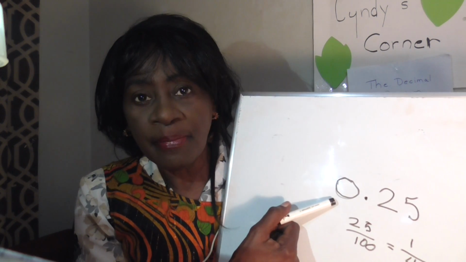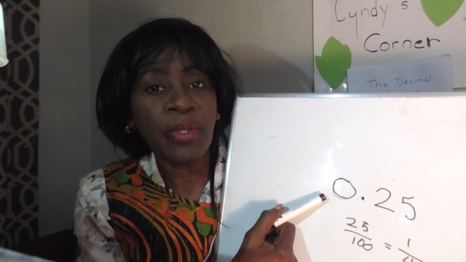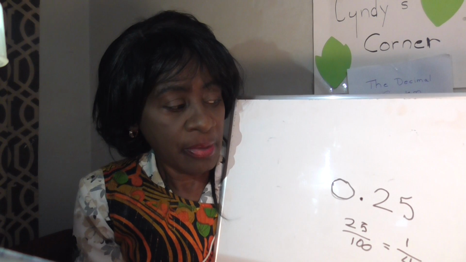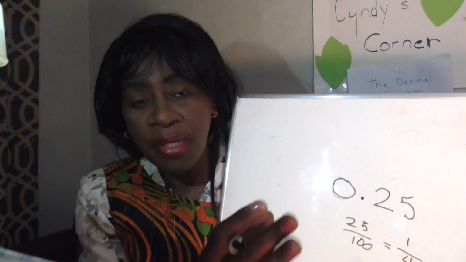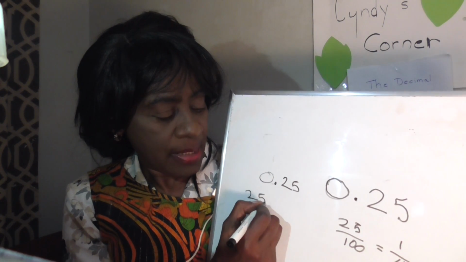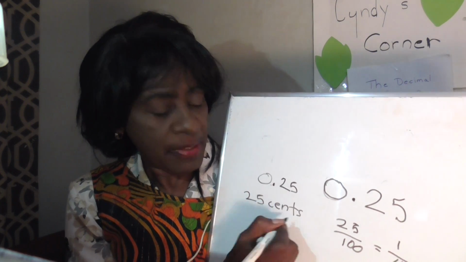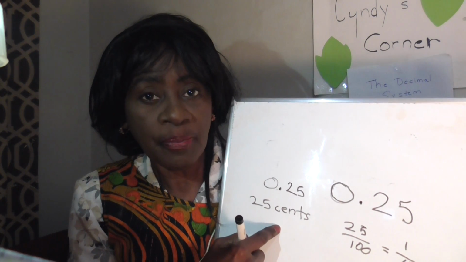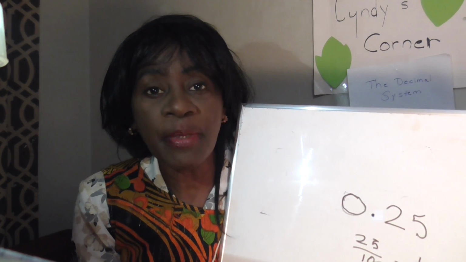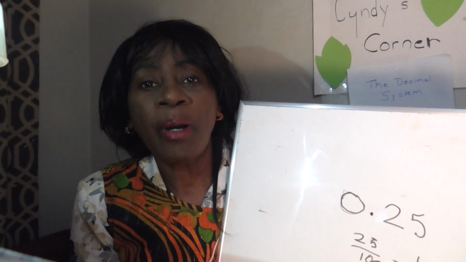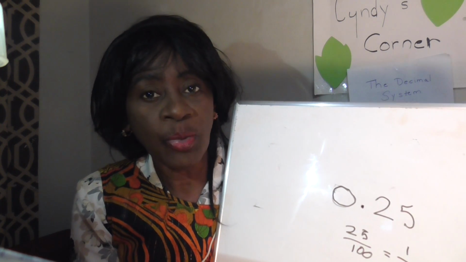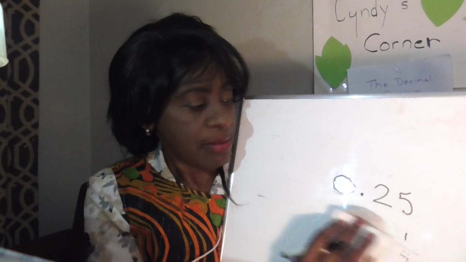Why is the 0 here then? The 0 is here to hold the value part of the whole number. There is no whole number in 1/4. Again, using the American dollar system, this would be 25 cents. There's no dollar value. When there is no value in the decimal system, there's usually a 0 placed there for better explanation and to hold the value of the number that's not there.